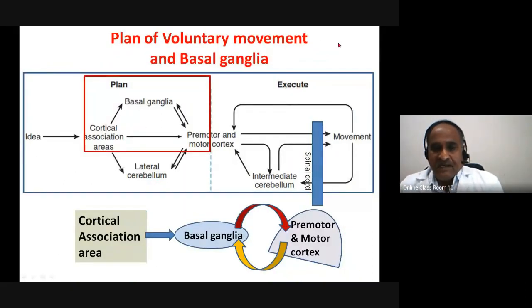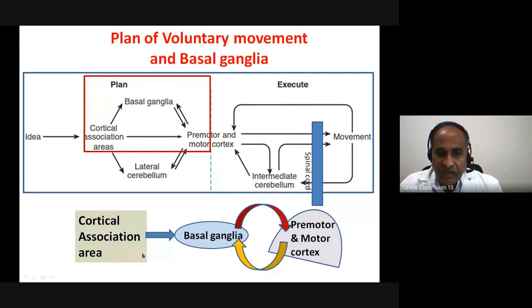Coming back to the basics of the basal ganglia, the basal ganglia is connected between the cortical association area and the premotor cortex and motor cortex. The information going from a cortical association area goes to the premotor cortex. Along with that, it consults the basal ganglia, and then their inputs are also considered for the voluntary action. This is the voluntary action.